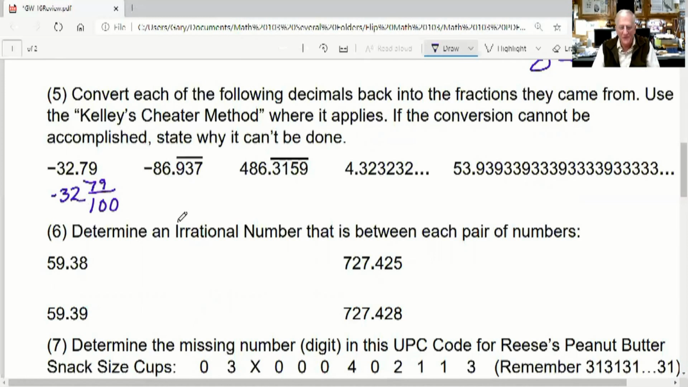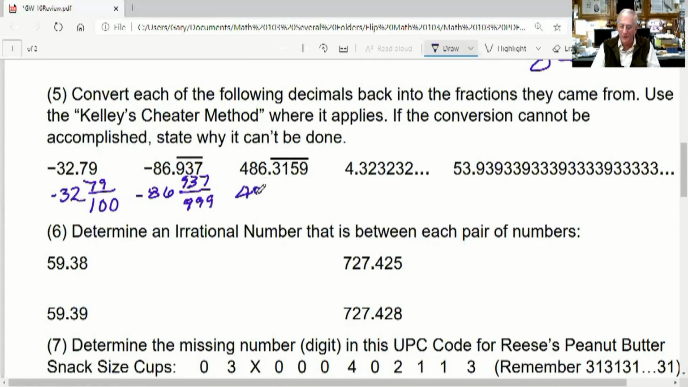Okay? Look at the second example, negative 86.937 bar. Well, of course, I can simply take the negative 86, and write it down. I can put the numerator as 937. And if you recall, since this is a repeating decimal, it begins its repetition at the decimal point. So I'm allowed to use the Kelly's-Teeter method. And how many digits are repeating? 3. So I simply put this over 999 and I'm finished. Not bad. Simple. All right, the next one.